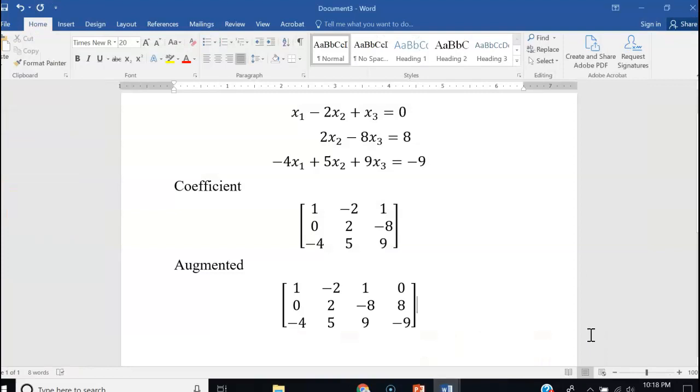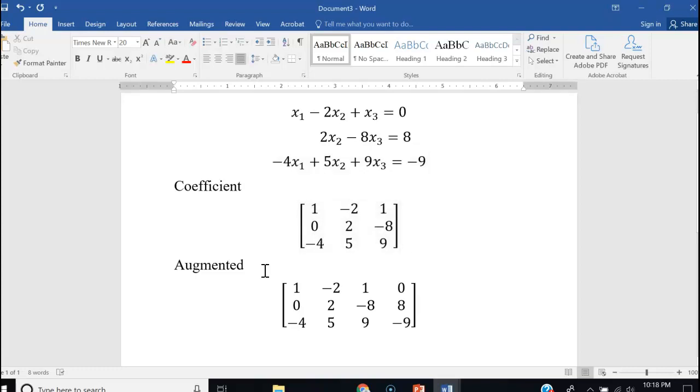But let's go ahead and show you the exact coefficient matrix. It starts out as 1, -2, 1. And then the second row is 0. Notice we don't have any x1s here, so we call that 0. And then 2, and then -8. And then -4, 5, 9 for a coefficient matrix.